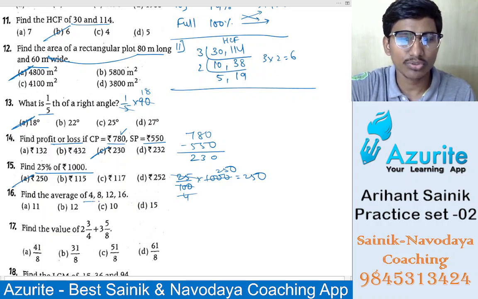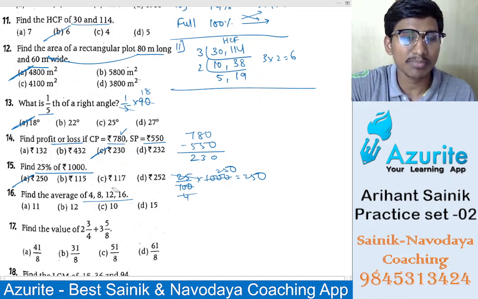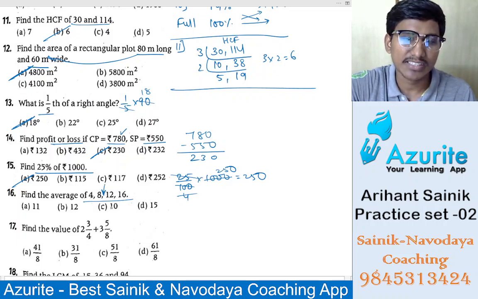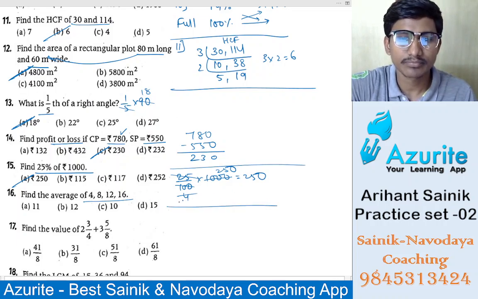Find the average of 4, 8, 12, 16. I told you this is a pattern. Pattern means what you have to do? First number plus last number divided by 2, or the middle number. 8 and 12, the middle number will be 10, option C. Normally, see, there is no need of that method.